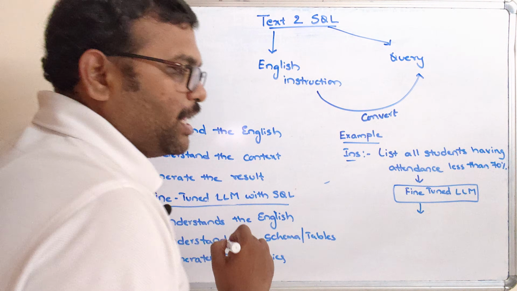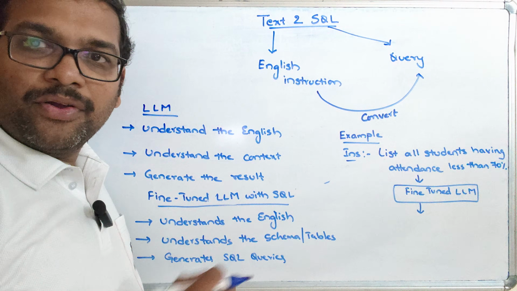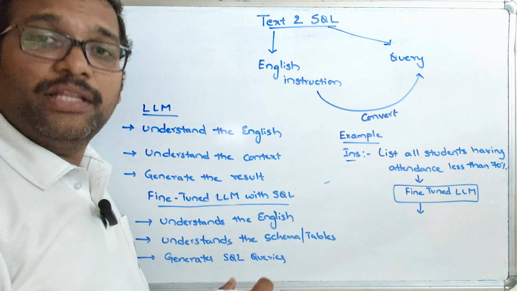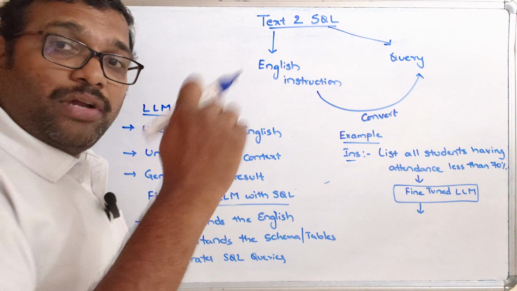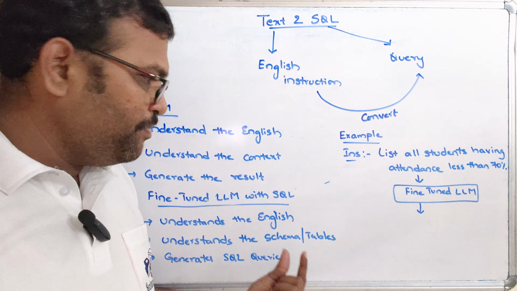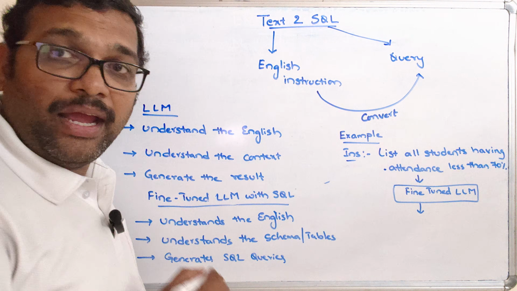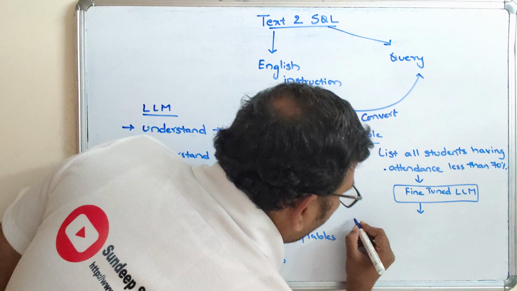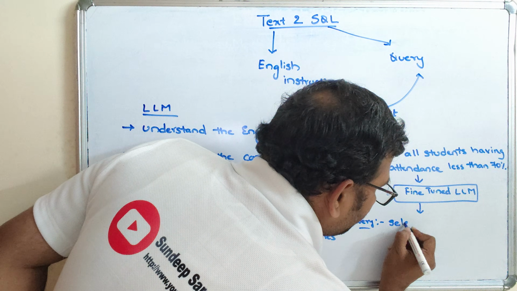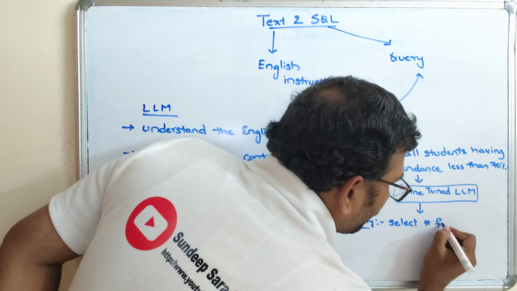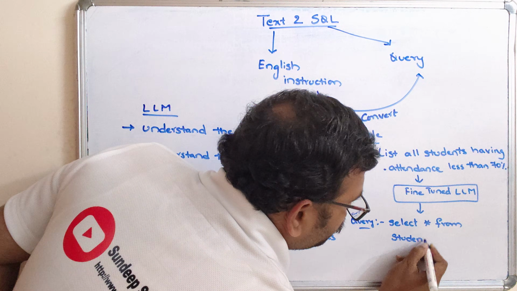What will be the result? It will understand the context. Okay, list all students. It has to return all the students having attendance less than 70%. So it will understand the table and schema. Definitely there will be an attribute called attendance. So it will generate the query: select star from the table name students.